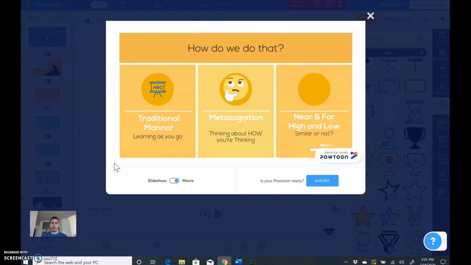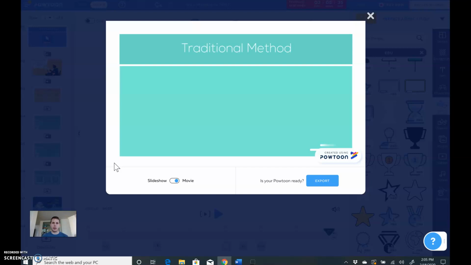So traditional manner is learning as you go. Metacognition is thinking about how you're thinking, and then the near and far is comparison of how similar or not it is, especially compared to high and low.